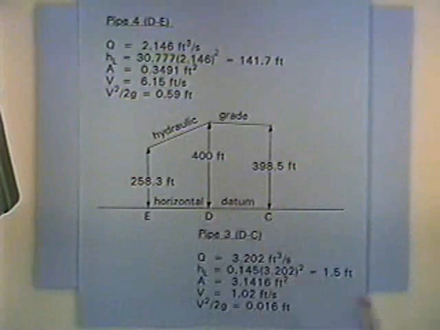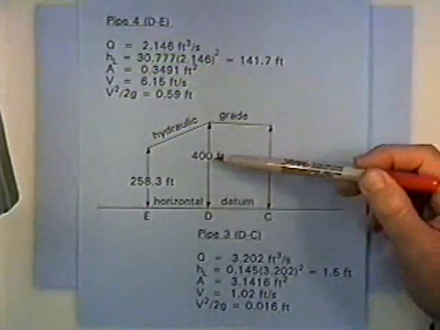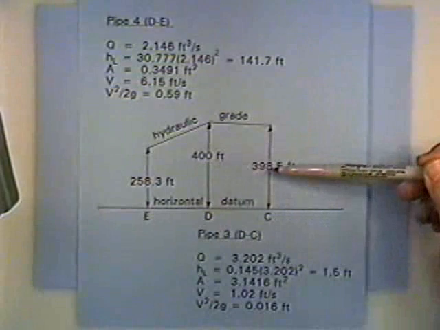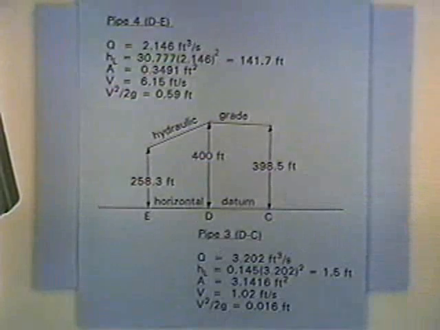From D to C, we had a flow rate we computed using the Hardy-Cross method. It came out to 3.202 cubic feet per second. And then we computed the head loss by just taking that flow rate, squaring it, and multiplying it by K to get 1.5 feet of head loss from D to C. And so if we've got 400 feet of head here, and we subtract off the 1.5 feet of head loss, we get the head there of 398.5.